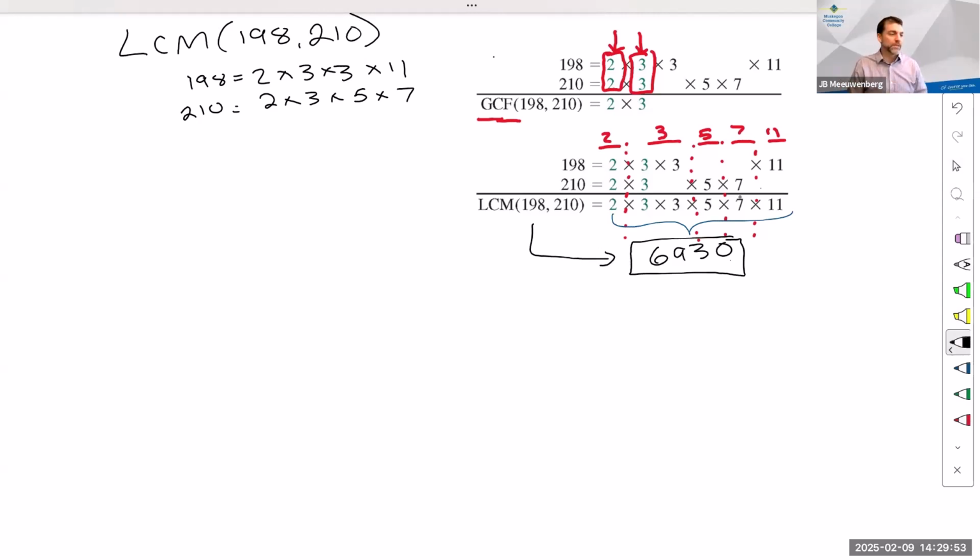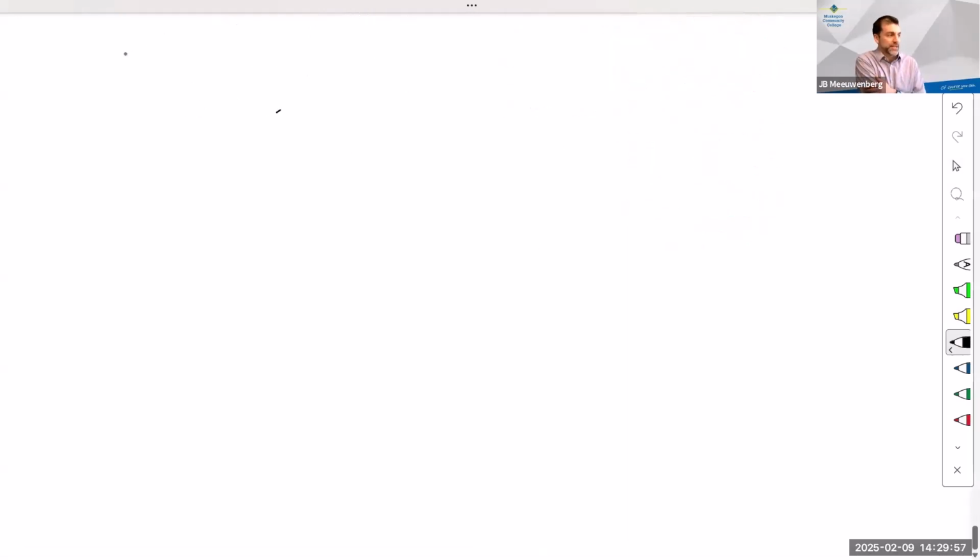So let's try another one. Let's have you try one of these. Or maybe I'll talk you through this next one. Let's find the LCM of 28 and 44. So again, I'm not going to do all the factor tree work. If you want to practice, go for it.